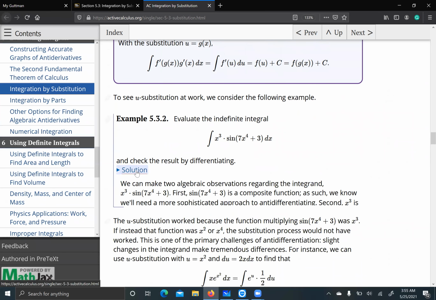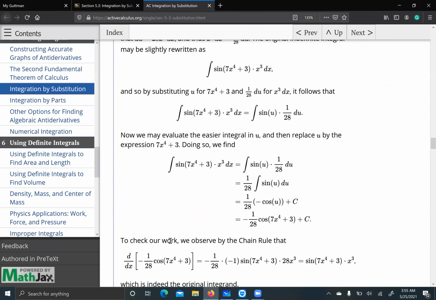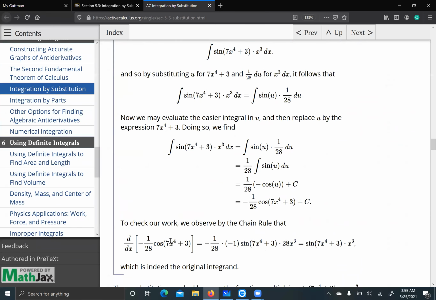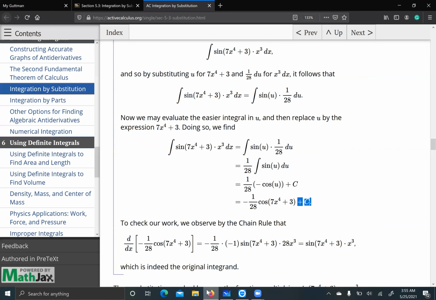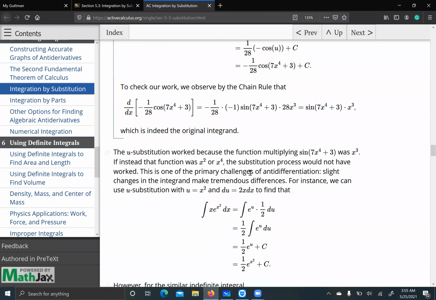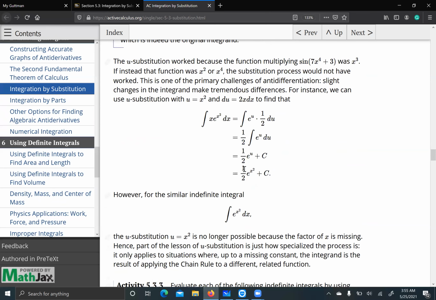If you want to check the solution, you can also look at the solution of the textbook as well. But the answer is negative 1 over 28 cosine of 7x to the 4 plus 3 plus c. And plus c is just a constant. We add this constant because when you take the antiderivative, it can be with any constant. So we always add c to the antiderivative. If there are limits of the integral, there is no need for that. But because this is indefinite, then there is a need for that.